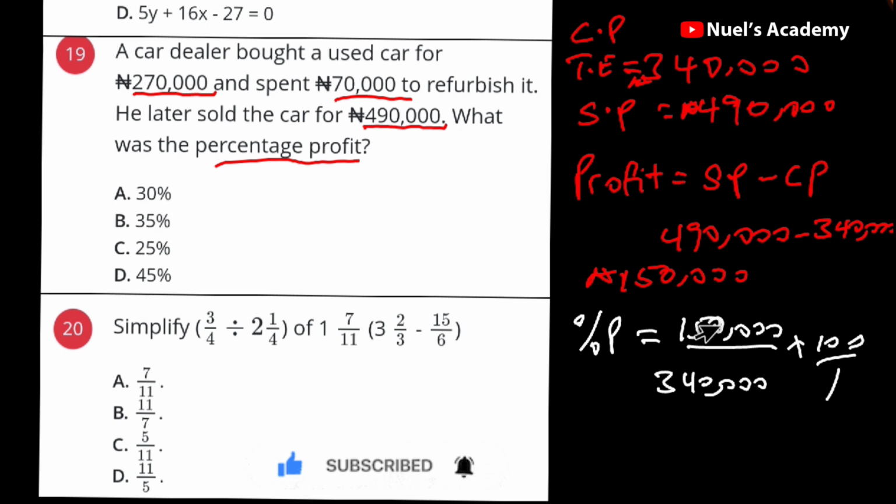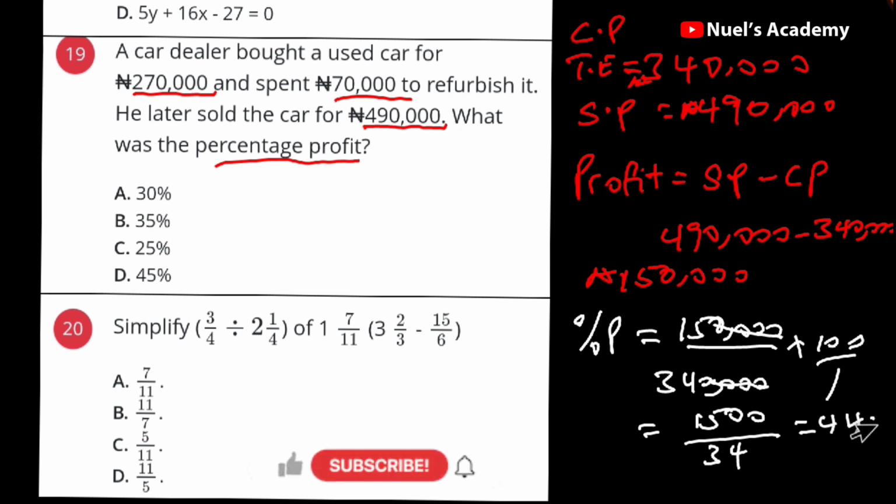So these 4 zeros here, we cancel this 4 zeros here. So we have that this is equal to 50 times 100, which is 1500, right? Then over 34. So 1500 over 34 is going to give you 44.12%. Now, if you look at these options, the one that is close to 44.12% is this option D, which is 45%.